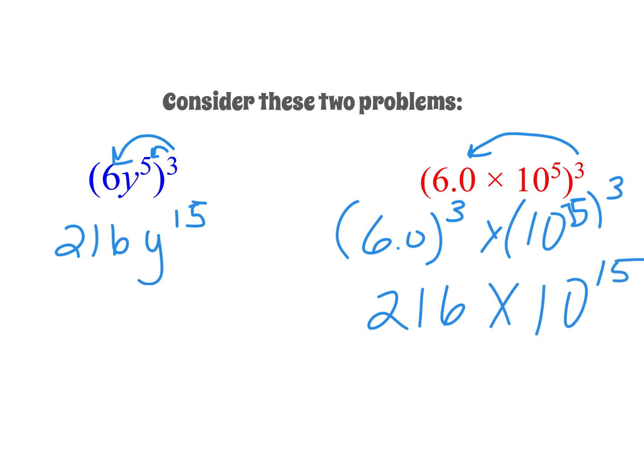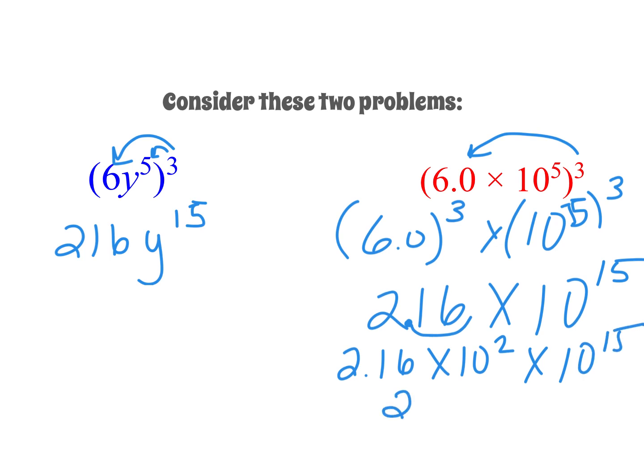But that's not in scientific notation, right? 216 is 2.16 times 10 to the second, because we would need to move the decimal point back. So essentially we would add 2 to the 15th. So we would get 2.16 times 10 to the 17th.